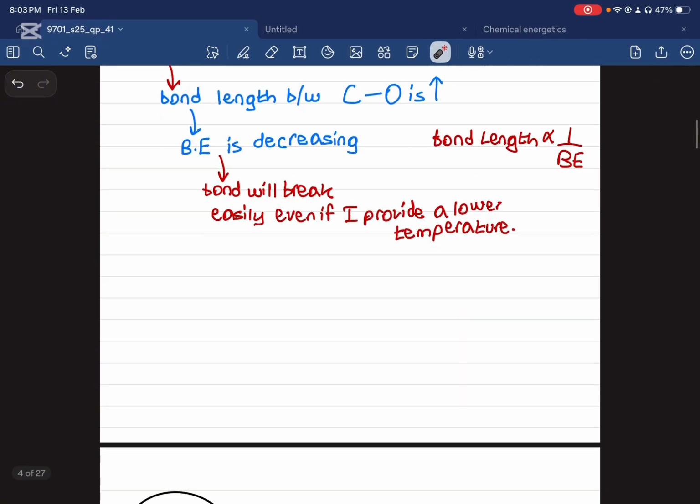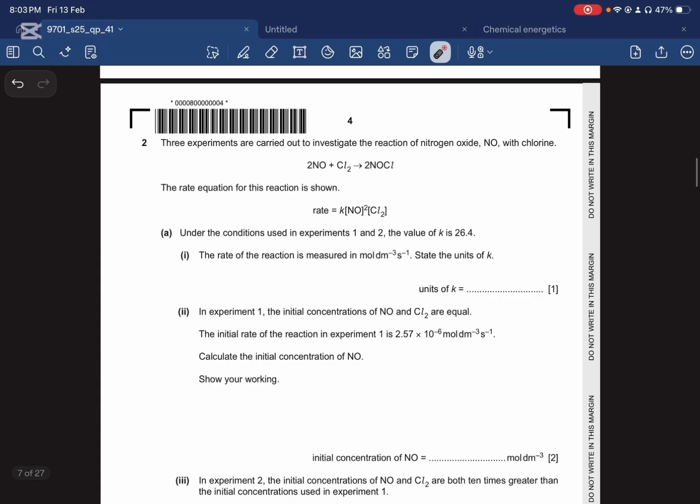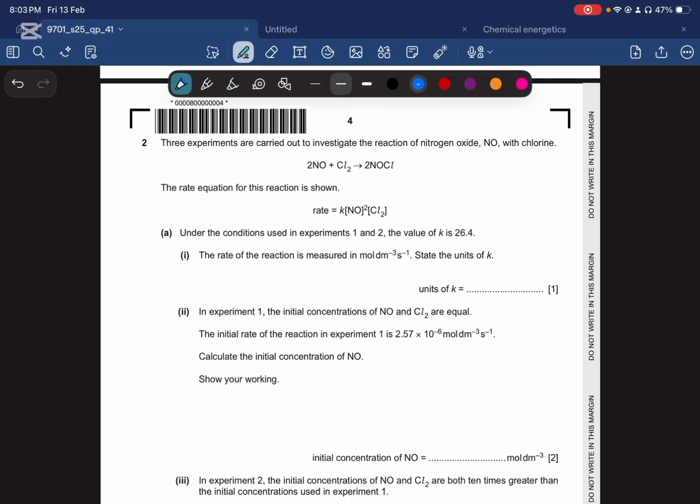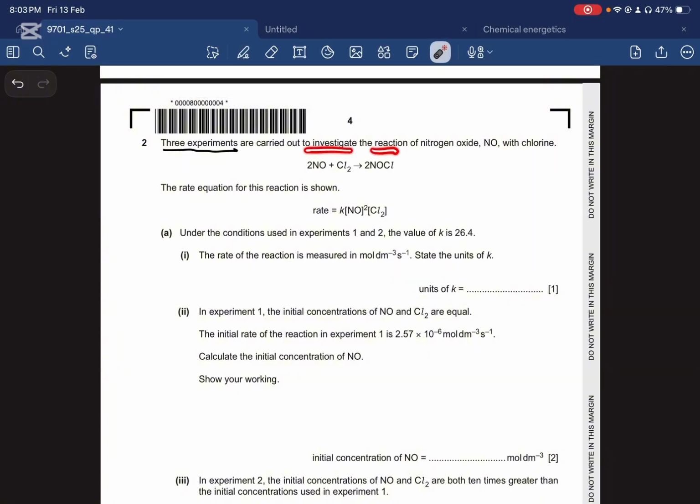Right. Let's go to the next question. This is obviously reaction kinetics. Let's see what this question is asking us. Three experiments are carried out, which are used to investigate the reaction of NO, nitrogen monoxide, with chlorine. All right. They give us the balanced equation. Perfect. The rate equation for this reaction is shown.